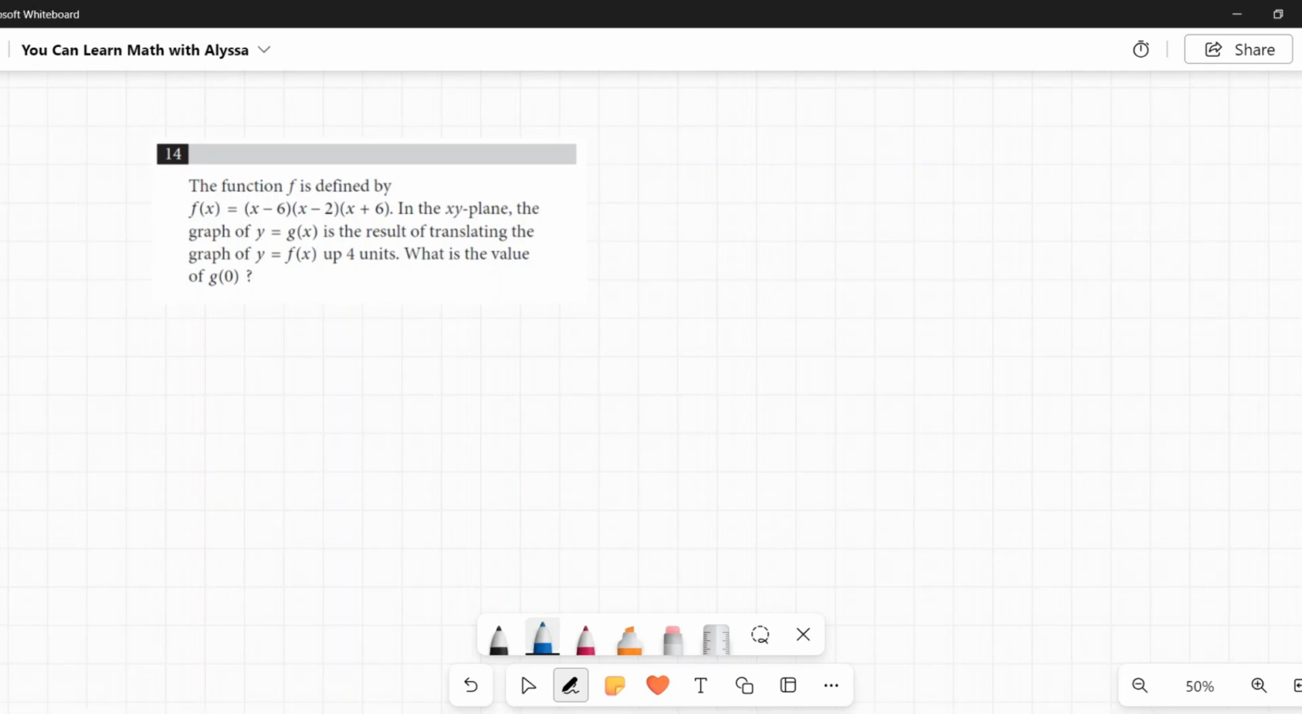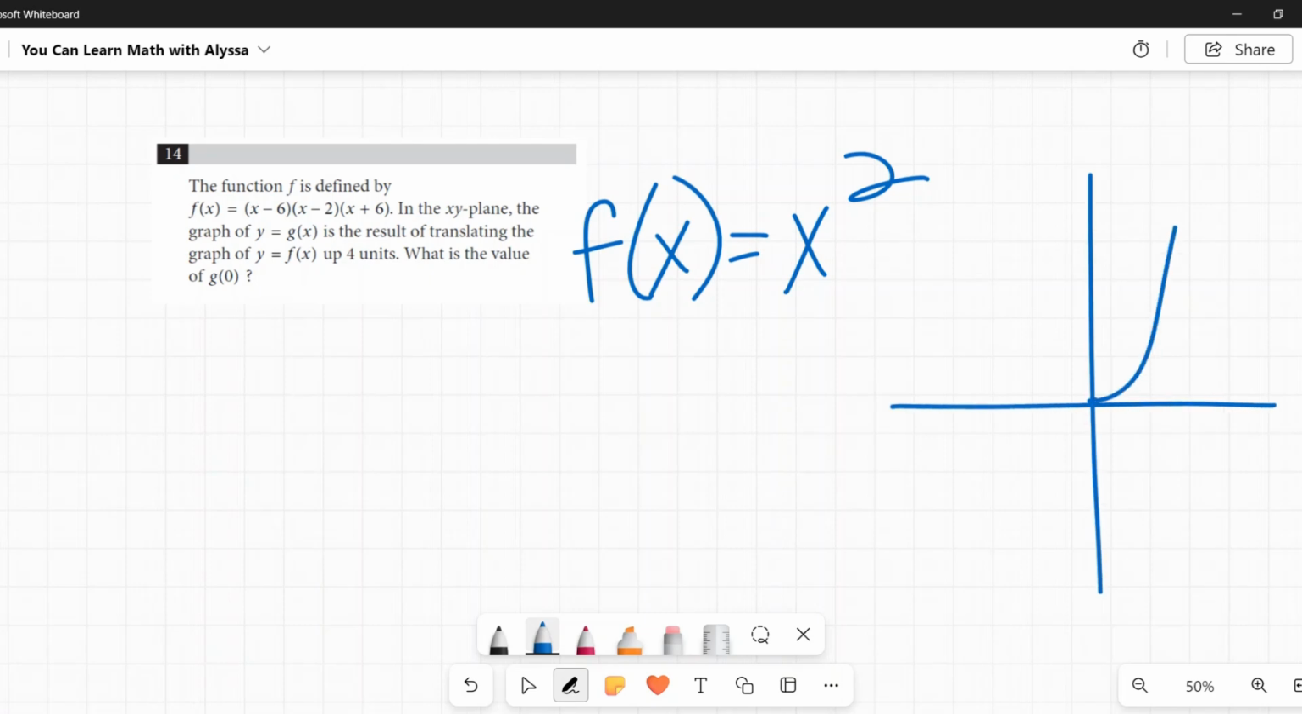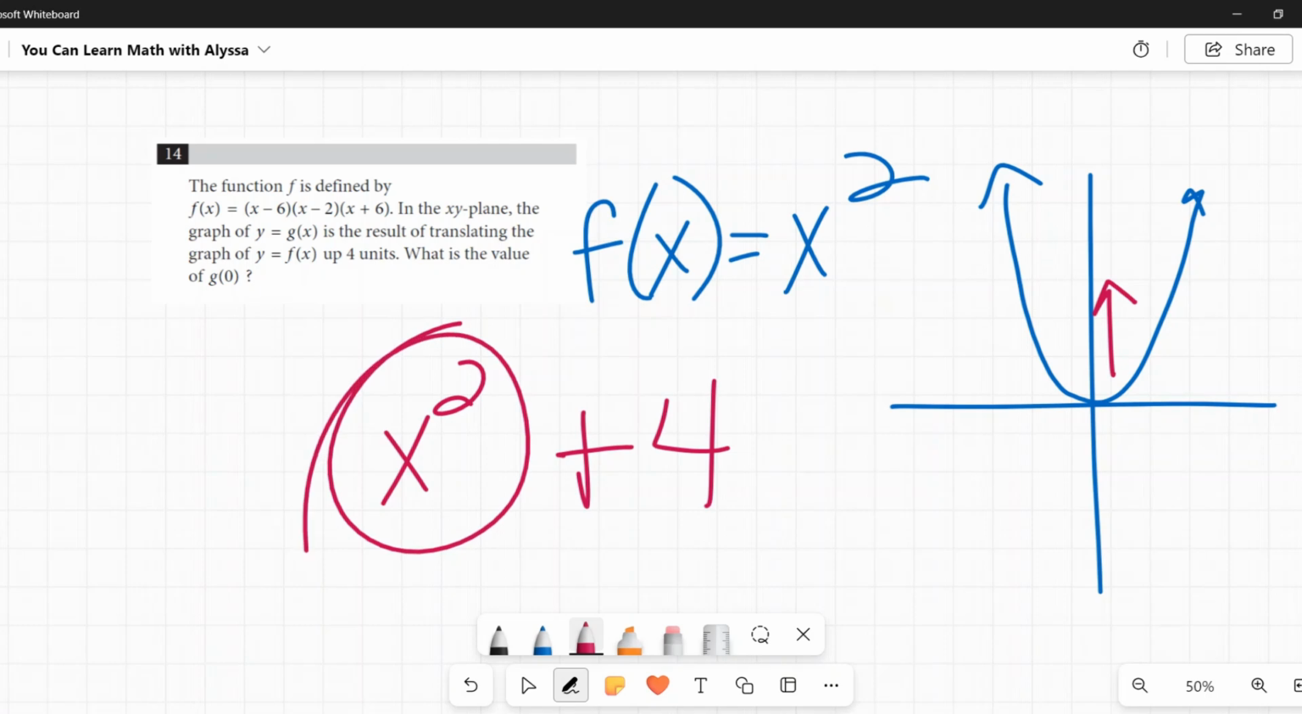If I started with a function, say f of x equals x squared, that's going to be a parabola that looks, kind of, something like this. If I wanted to translate this up by 4, what you do is add 4 to the outside of the thing that the x is attached to, like that x squared in this case. You're adding 4 to the outside. That's going to move it up 4.